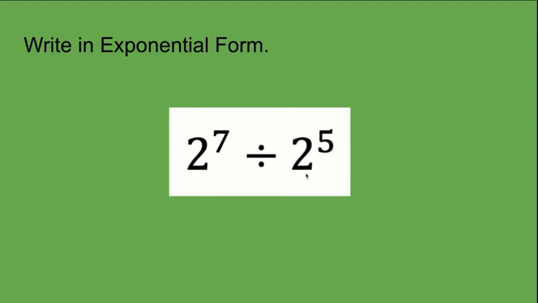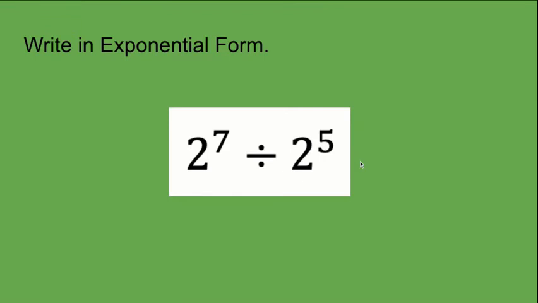I want to remind you that we have the same bases. This is still dividing. Here, it's okay if you get a problem like this. You will still subtract the exponent from the first, so 7 minus 5. We would still get 2 squared.